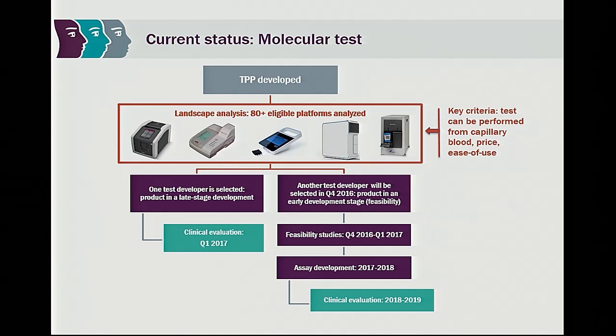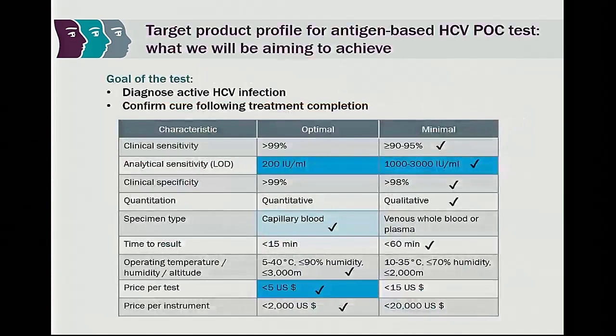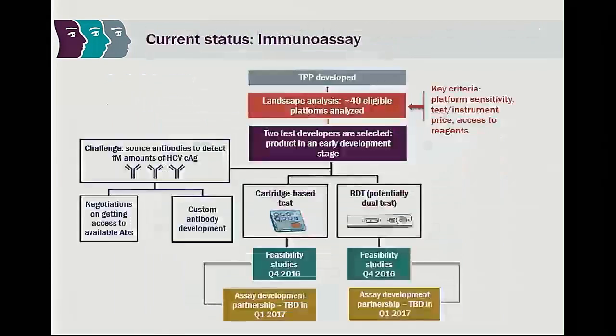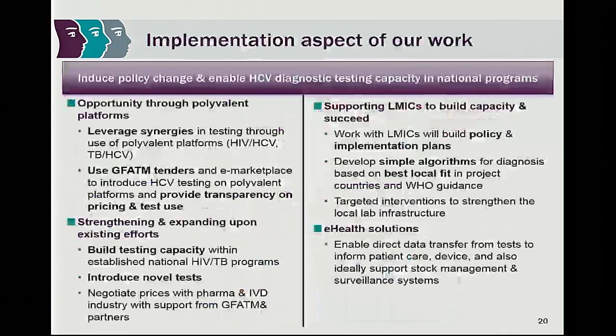But we don't want to create a market monopoly. And we are working to identify another developer. They are all not as far along as Cepheid. And they will be identified and supported with a hopefully clinical evaluation by 2019. For core antigen, this is a little earlier, but there we think we can achieve 3,000 IU per ml on capillary blood, and here we think it would be possible to achieve a price of at least $5 to $7. Here it is important to have all of the key reagents, the antibodies, and there also we have done an extensive landscape analysis and are going into feasibility studies towards the end of the year.